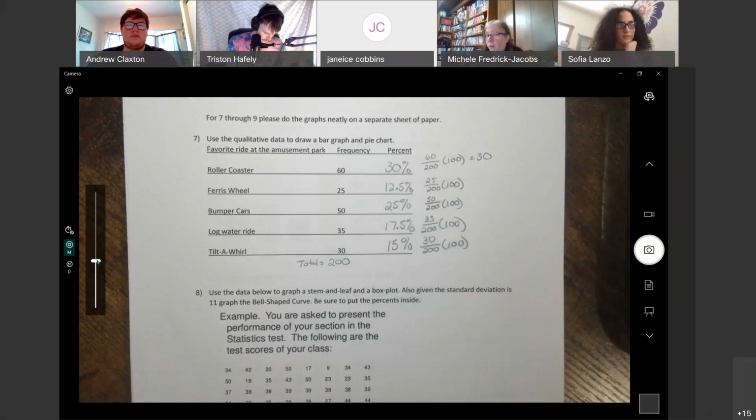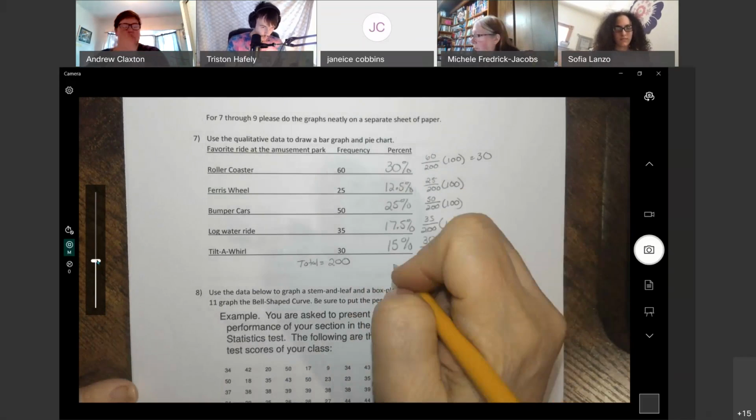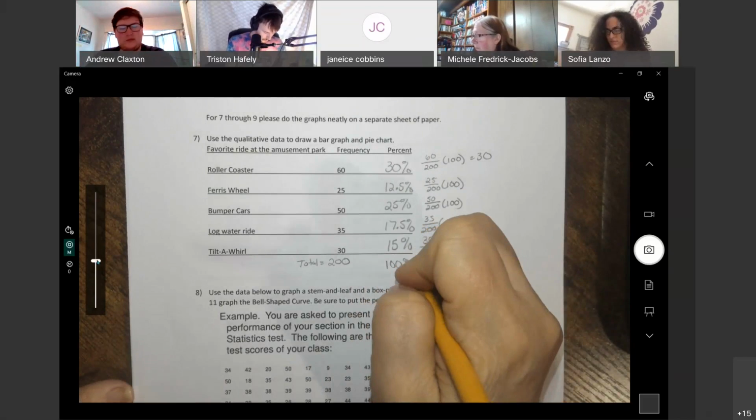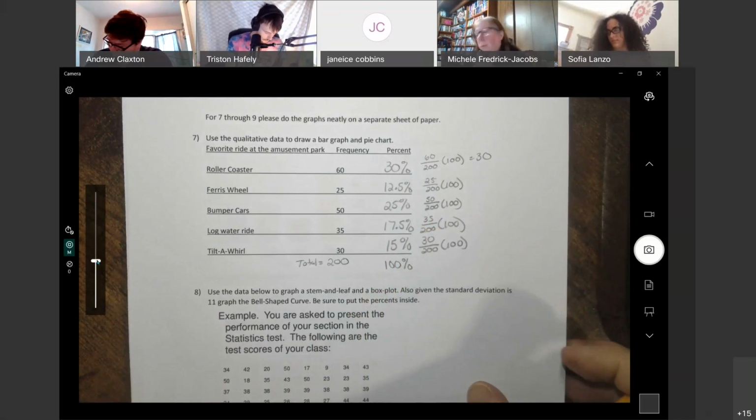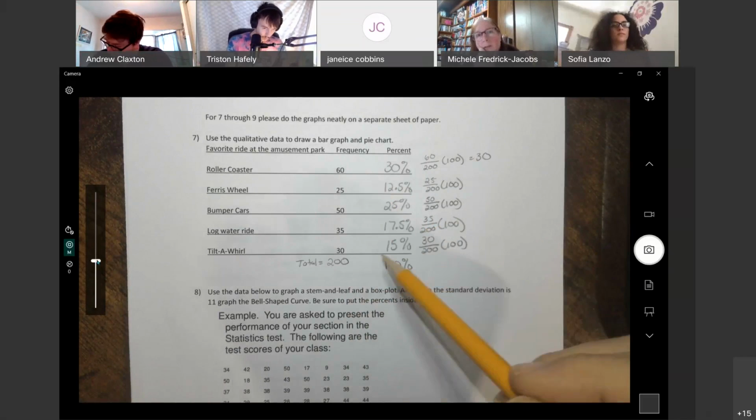If you don't round, it has to add up to 100 or you did something wrong. And if you add these, we get 100. Any questions on getting these values?